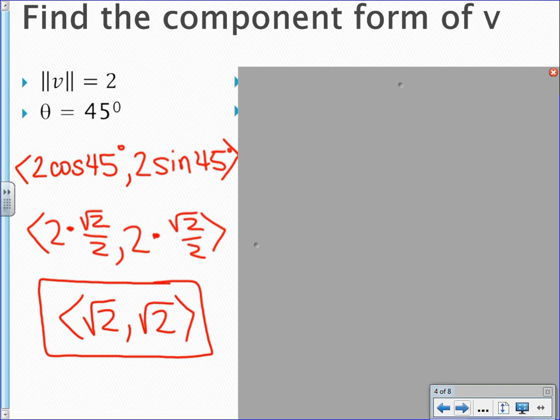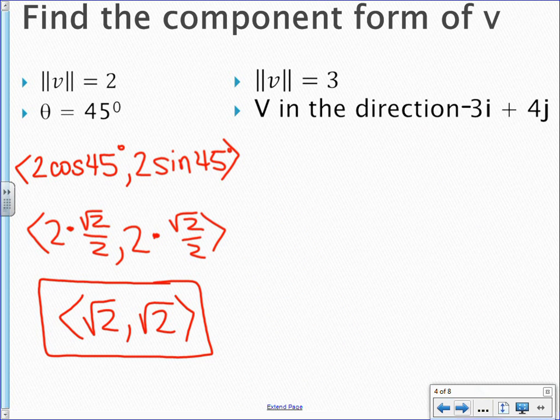Okay, let's tweak our problem a little bit. Now, I want a vector with magnitude v in the direction of negative 3i plus 4j. They didn't give us a direction angle, but they gave us a vector that they want it to be in the same direction as. So what should we do with that?